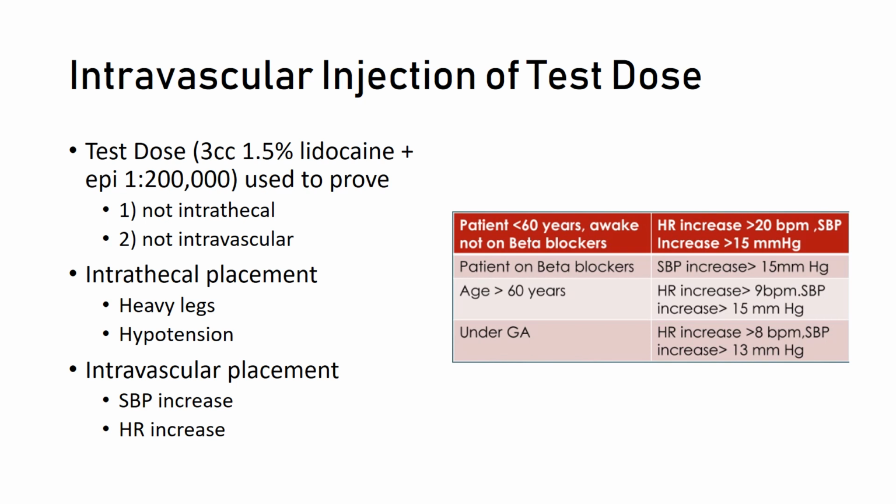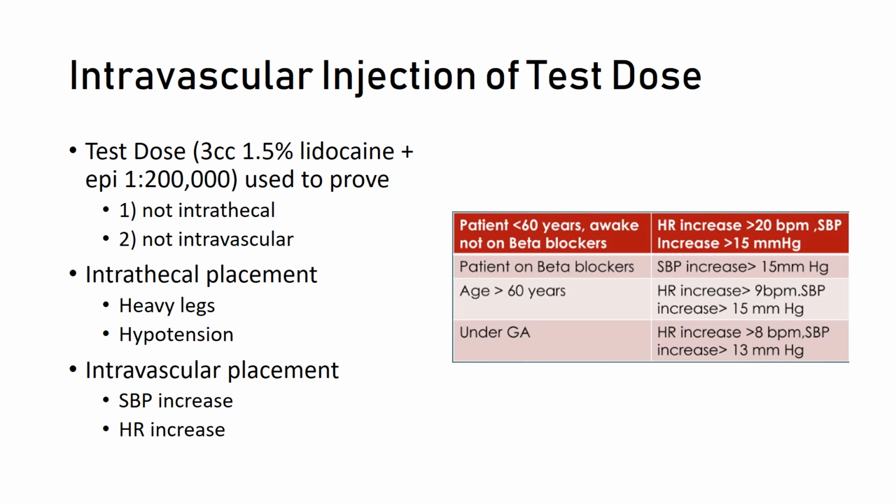First, it's used to prove that the catheter is not intrathecal, and two, it's used to prove that the catheter is not intravascular. Intravascular placement of catheters is not uncommon. The epidural space has many veins, especially in pregnancy. They become engorged, and the catheters can slip into those vessels every once in a while.